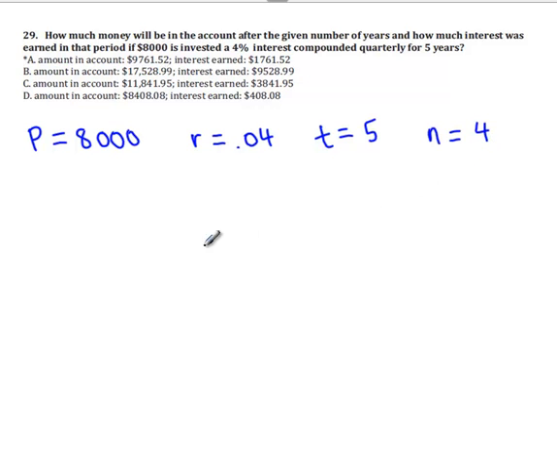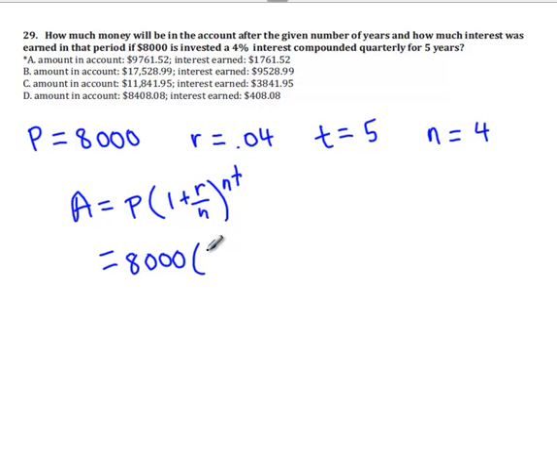So we're going to use a formula for compound interest, and that is that the amount in the account will be the principal times 1 plus r over n to the nt. So we fill in our formula, 8,000, 1 plus 4%, 4 times a year.